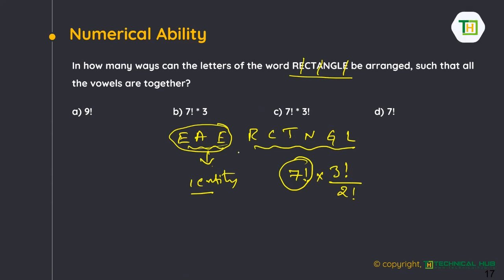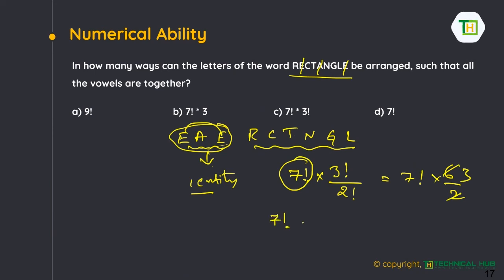You can arrange those 3 vowels in 3 factorial ways. And among those, one vowel is repeated twice, so you need to divide by 2 factorial. So your required answer is 7 factorial into 3 factorial by 2 factorial, which means 6 by 2. That is nothing but 3.